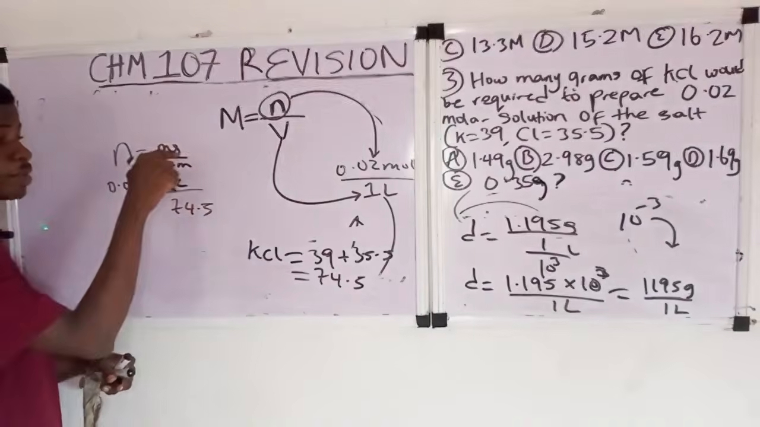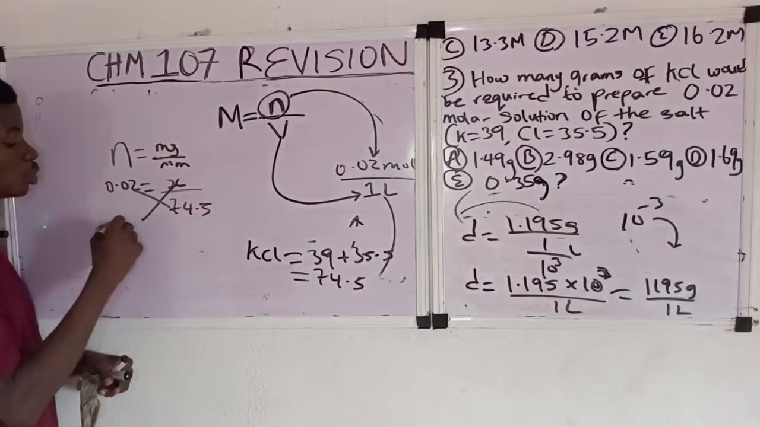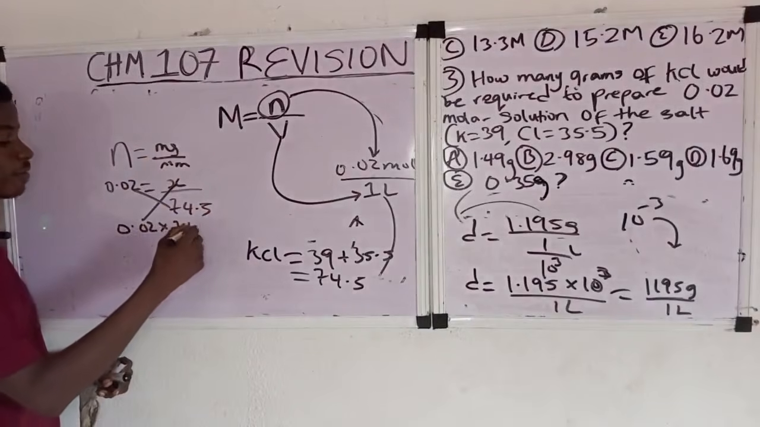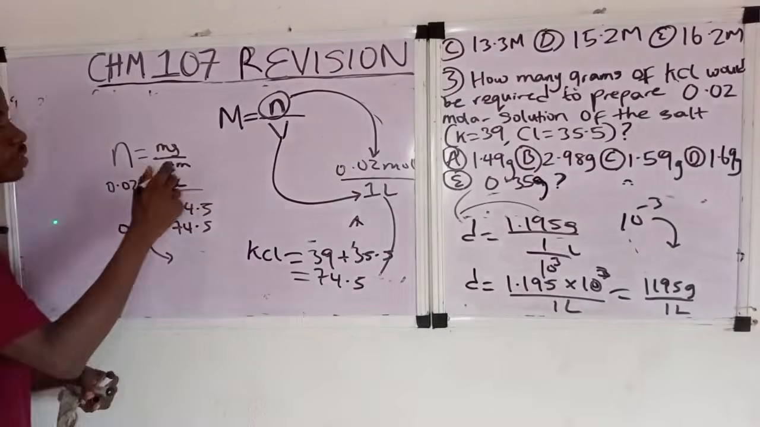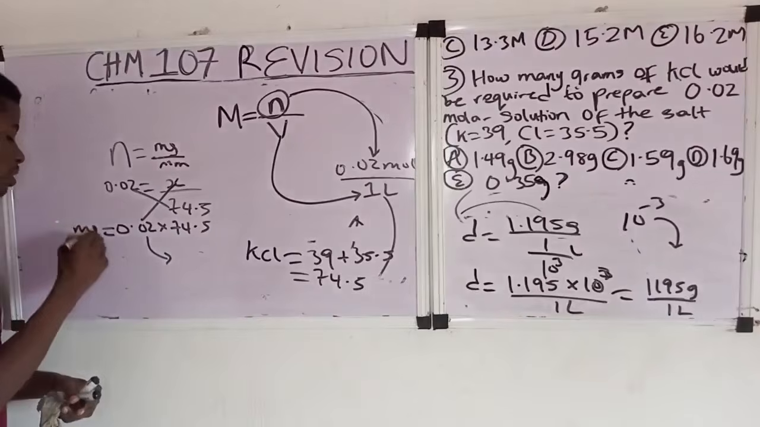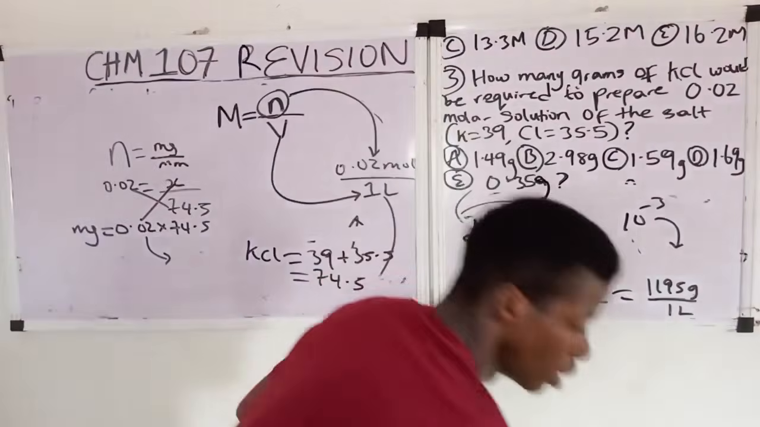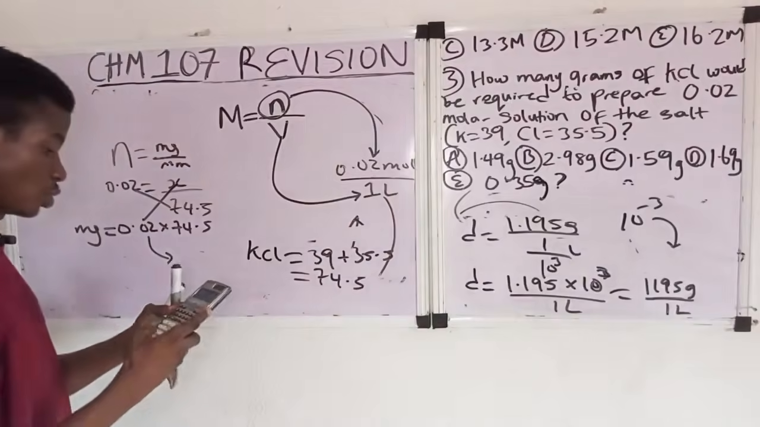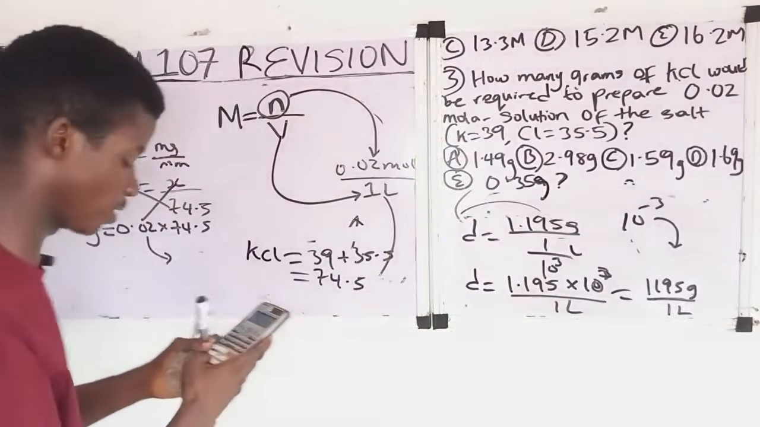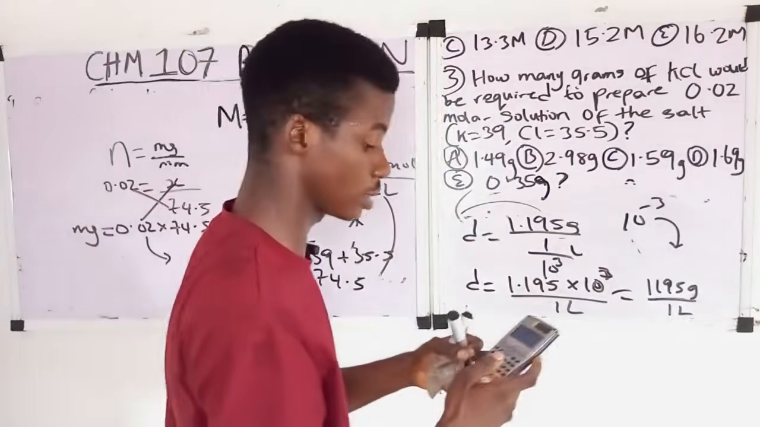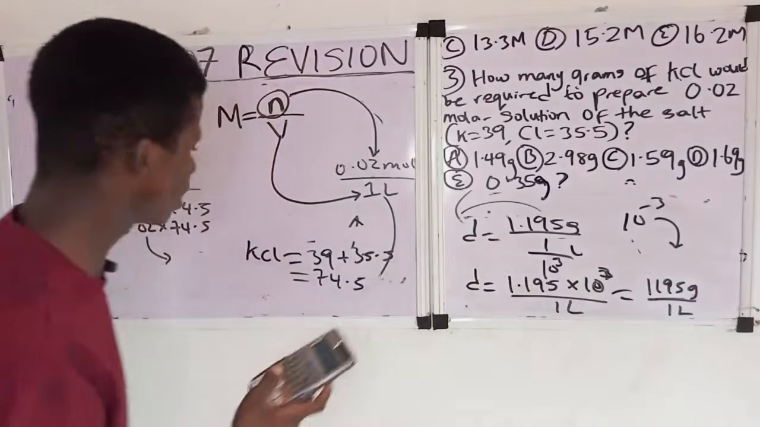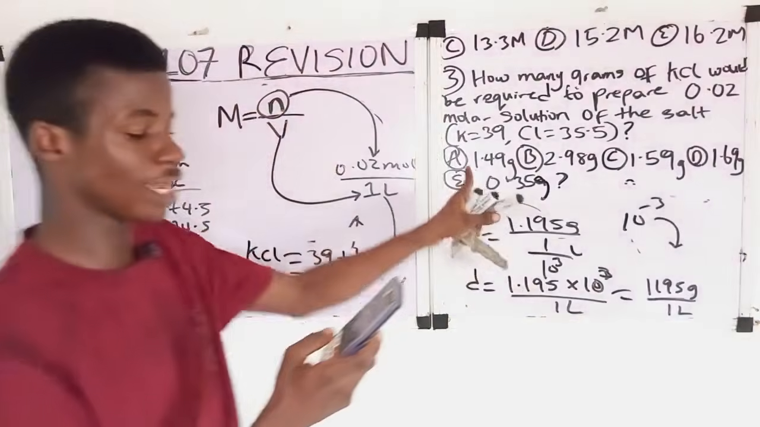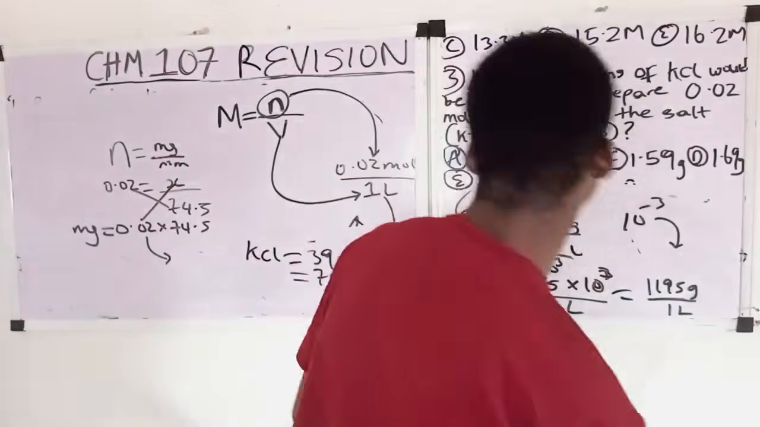Okay, we're looking for the mass in grams. So if we cross multiply, 0.02 times 74.5 will give us the given mass, right? Yes. So let's do it. 0.02 times 74.5 gives us 1.49, which is option A. So that is the answer.